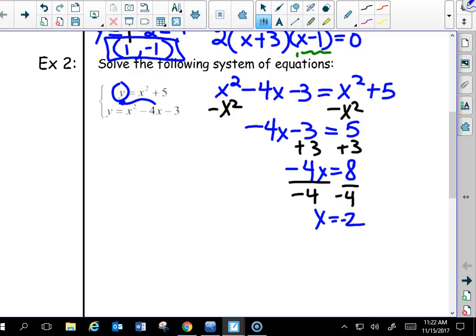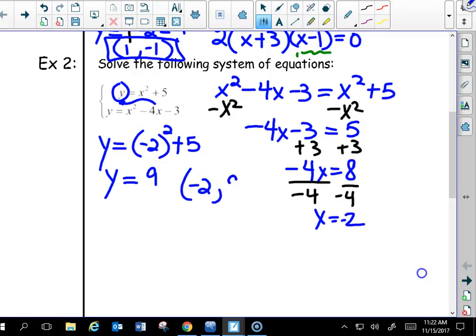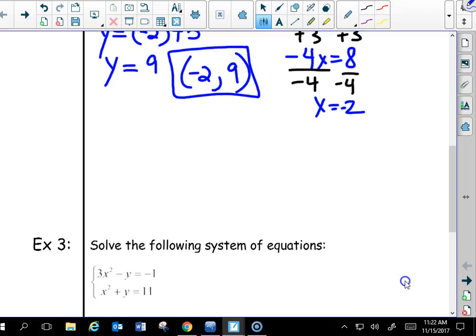All right, going back to my equation, I'm just going to use the upper equation to solve for y. Looks like y equals negative 2 squared is positive 4. Positive 4 plus 5 is 9. So the solution to this problem is negative 2 and 9. You know, the nice thing about the quiz is they will give you an idea of how many solutions they're looking for.